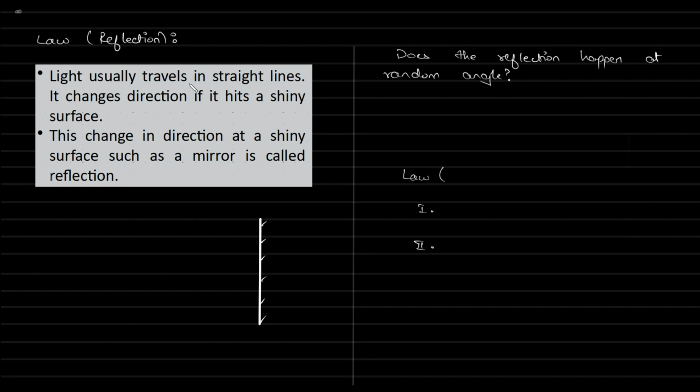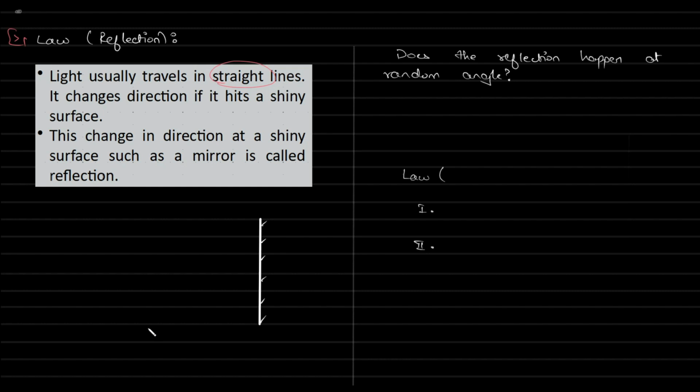40% of your syllabus deals with the law of reflection. So let's recap the law of reflection. Light usually travels in a straight line. This we have seen. It changes direction if it hits a shiny surface. This too you guys know. This change in direction at a shiny surface, such as a mirror, is called a reflection.